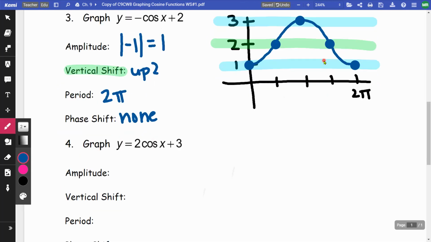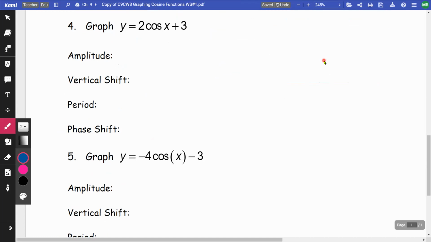On number 4, my amplitude is 2, because the absolute value of 2 is 2. My vertical shift is up 3. My period for this is still 2 pi, and I still have no phase shift at all.